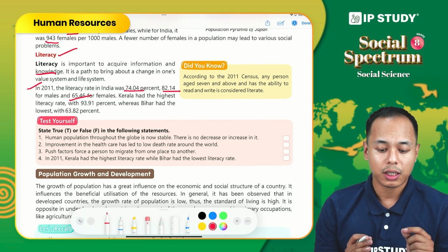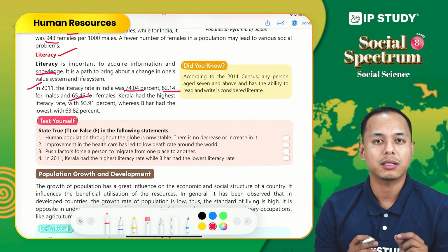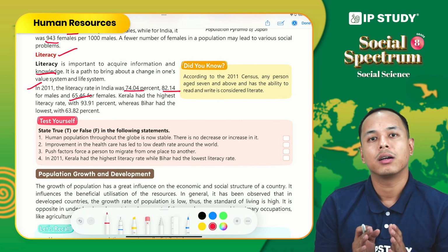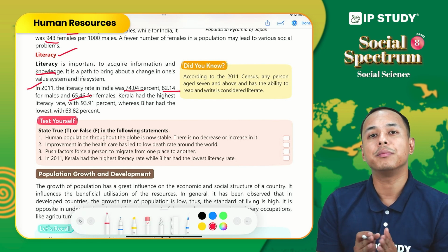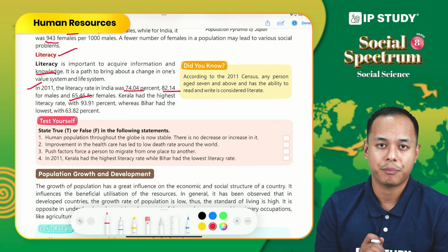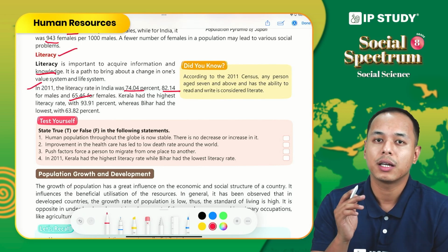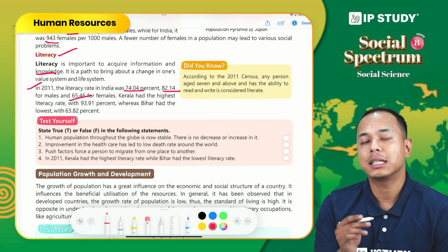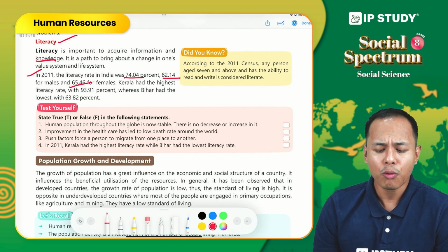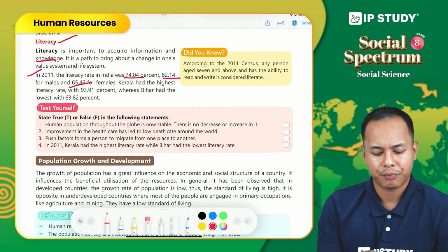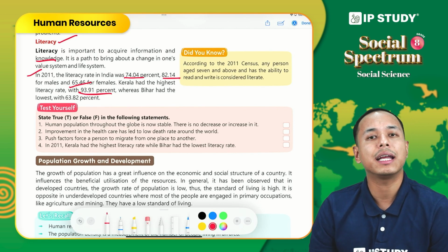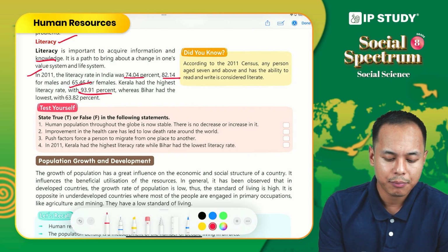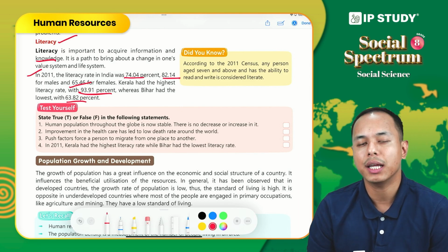So it is because of this underperformance that the Indian government also introduced the Beti Bachao, Beti Padhao Yojana. Why? To encourage education or literacy among the girls. When we talk about the states, Kerala had the highest literacy with 93.91% and Bihar had the lowest with 63.82%.